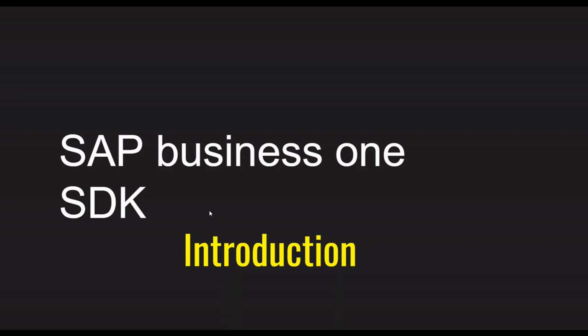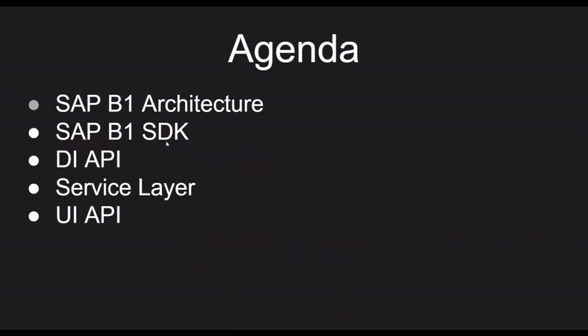And today we're going to discuss the SAP Business One SDK introduction, and we're going to cover five things in this one. I'm going to talk about the detailed architecture of SAP Business One, how it is coupled with HANA and SQL. Then I'm going to discuss the SAP Business One SDK, how the DI API works, how the Service Layer interacts with SAP Business One, and the UI API.